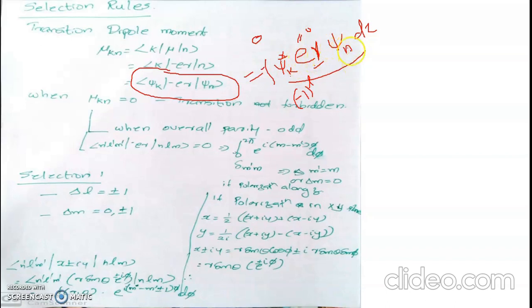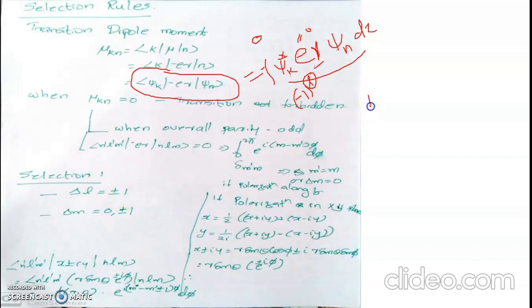corresponding to the transition from this ket n initial state to the final state ket k, there should occur a change of parity. When there occurs a change of parity, L will be varying by 1 unit. So the first selection rule is that delta L equals plus or minus 1. That means only those transitions in which there occurs a change of parity, in terms of a change in the azimuthal quantum number by 1 unit, either lowering or an increment, are permitted.